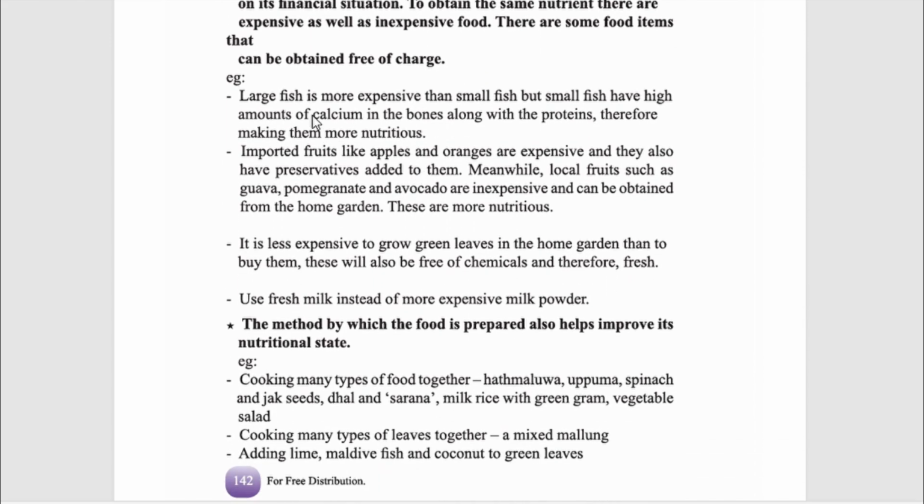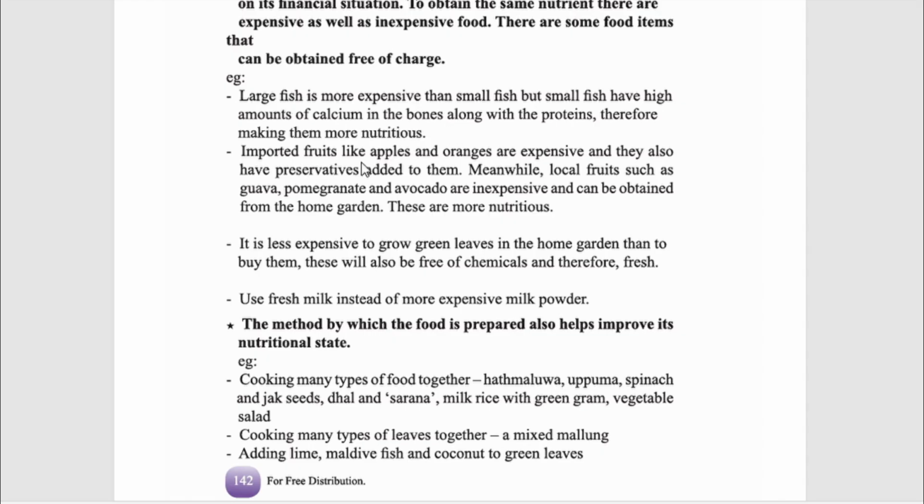Large fish is more expensive than small fish, but some small fish have high amounts of calcium in the bones, along with the proteins, therefore making them more nutritious. So if you don't have money to buy large fish, which are very expensive, don't think large fish is more nutritious than small fish. Small fish have high amounts of calcium because of the bones, along with the proteins, and a lot of calcium and iron is in the small fish.